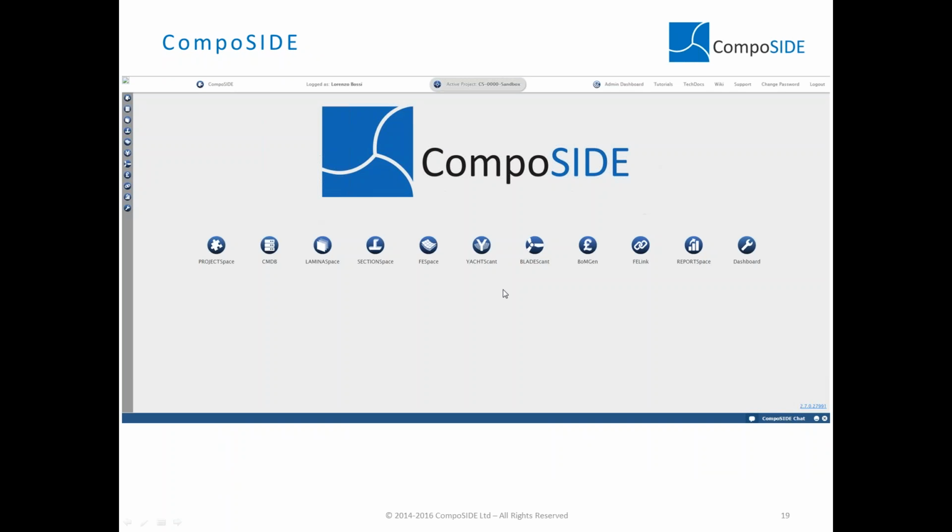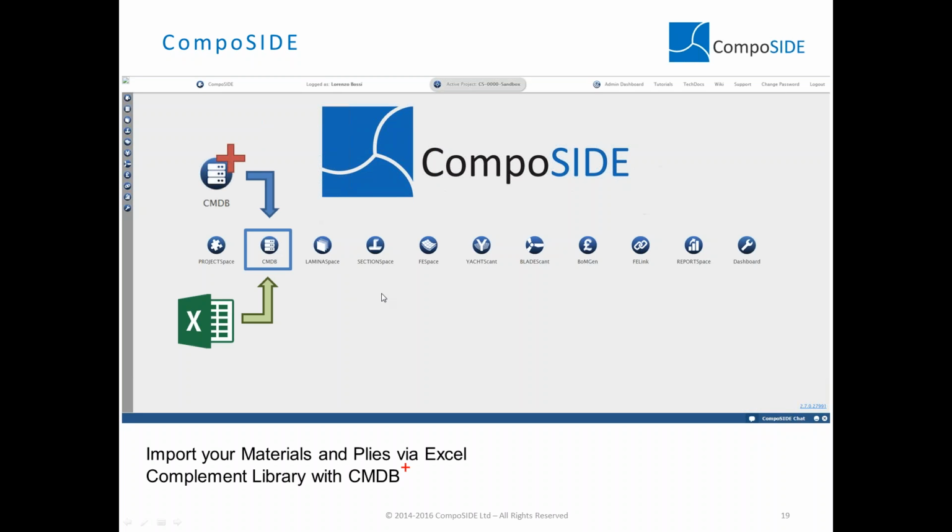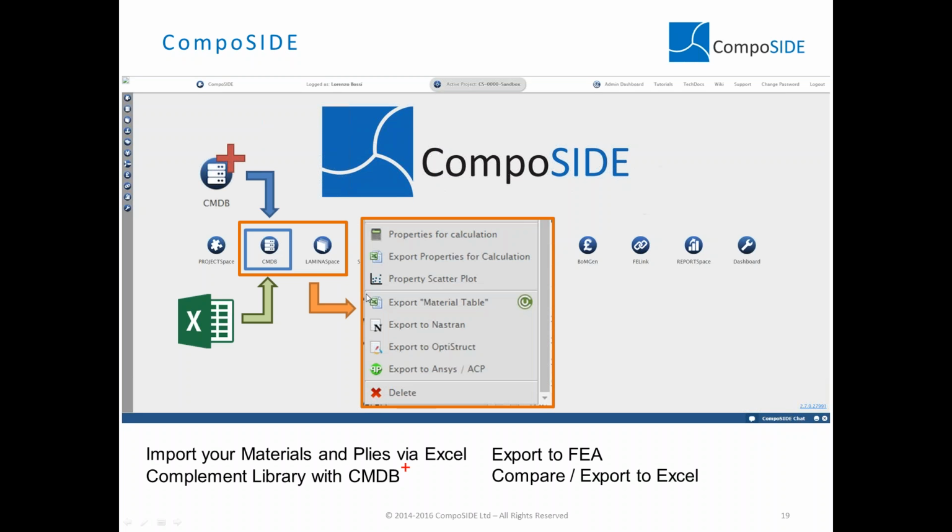So finally, some of the options in summary. We start with 60 generic materials in our CMDB. You can import additional materials and plies through Excel, or you can complement your library with the CMDB add-on. Those materials can then be stacked in laminates that you can then export to Nastran and OptiStruct, ANSYS ACP, or call through API or export to Excel.